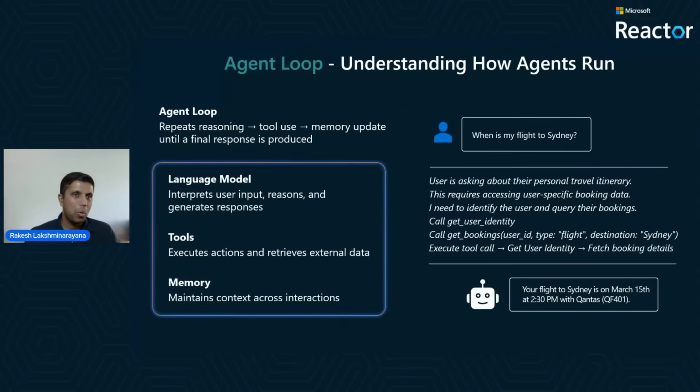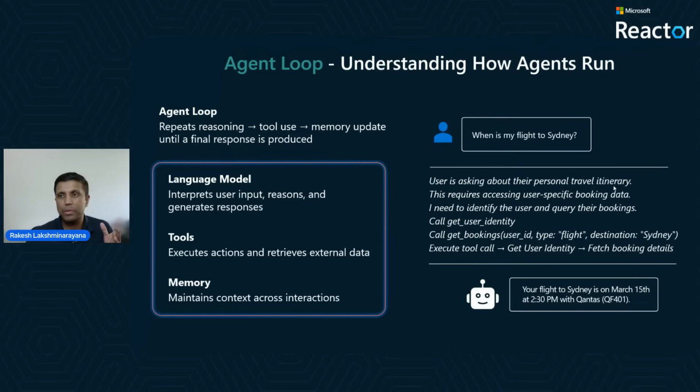All right. So the core concept behind any agentic application would be the agent loop. This is the continuous cycle of reasoning, tool calls, and memory updates that the agent goes through when processing a query. Let's take a simple example of a travel assistant. The user asks, when is my flight to Sydney, for example.